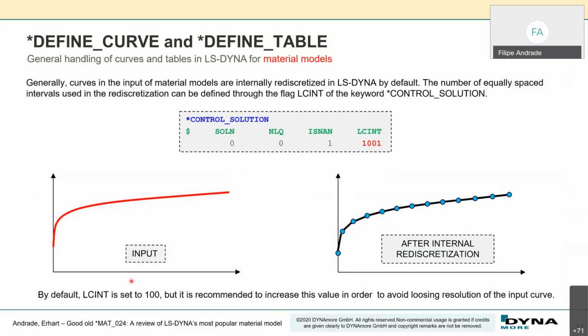So here are a few remarks on the handling of curves and tables in LS DYNA. I'm not sure if you know this, but generally what we do in LS DYNA is that the material curves are rediscretized by default. So if you have this curve here in the input, LS DYNA will take the first point and the last point, and will divide it into intervals which are of the same size. Depending on how many points you have in your rediscretized curve, you might get something like this. So your finely resolved curve just loses resolution because of the internal rediscretization.